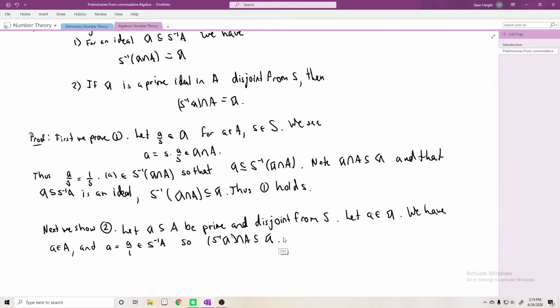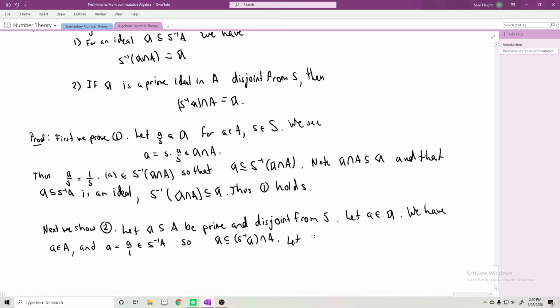Wait, sorry, I've flopped this. So we didn't even have to use the primeness or the disjointness from S to get the one containment that 𝔞 is contained in S inverse 𝔞 intersect A. The concern is maybe this is bigger now. Wait, I'm somehow screwing this up. Okay, never mind. Sorry. So we're now going to do the other direction.